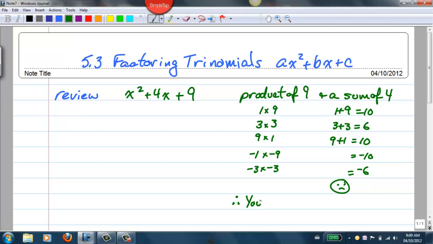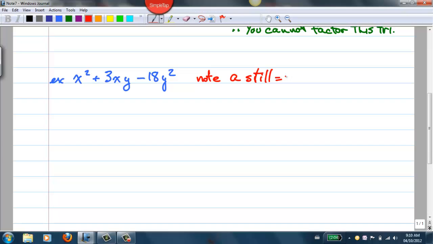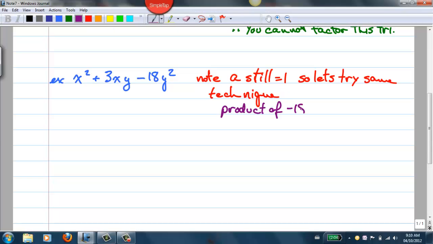Let's take a look at another one. So we've got x squared plus 3xy minus 18y squared. Note that this is still like yesterday, where a is still 1, so we try the same technique. We can go straight to brackets. Well, first we find numbers that multiply to give negative 18 and add to 3. So they have a product of negative 18 and a sum of 3.